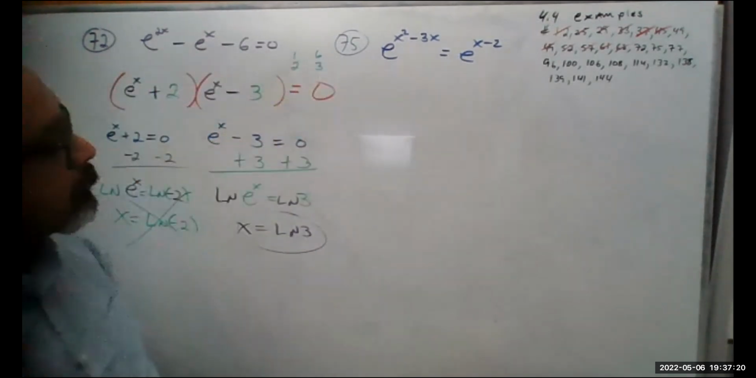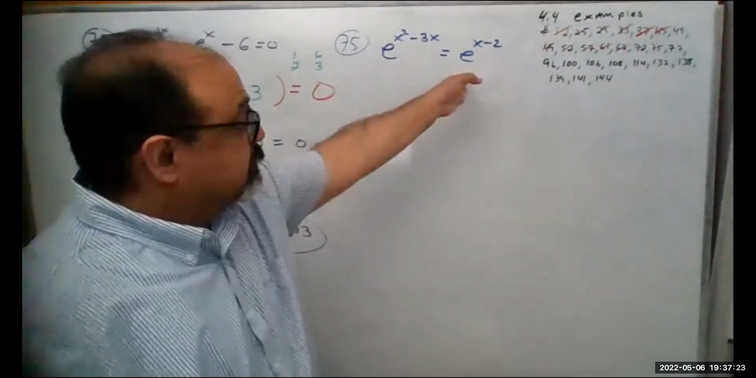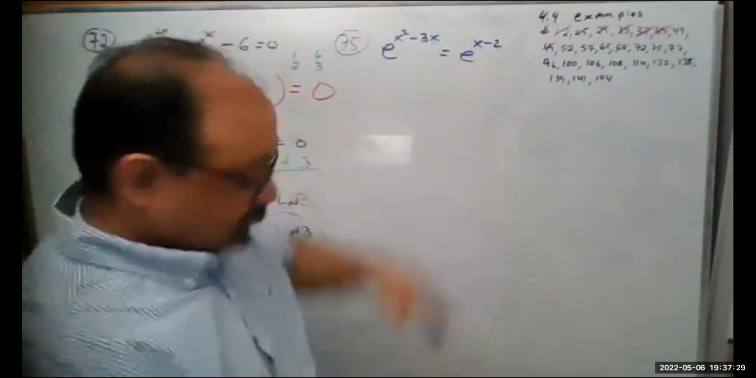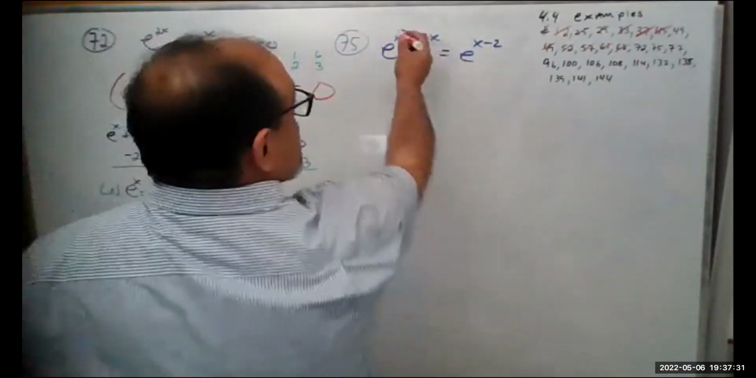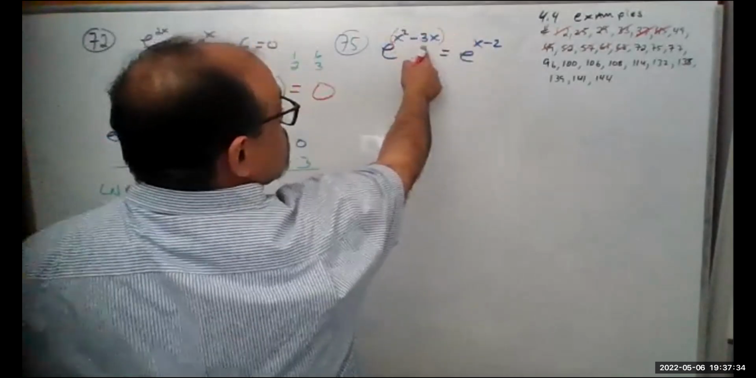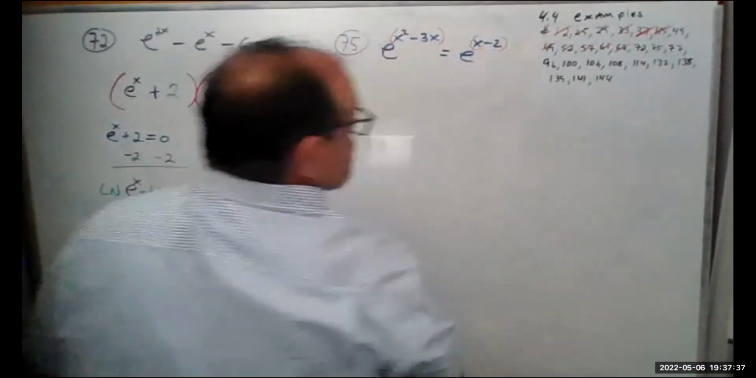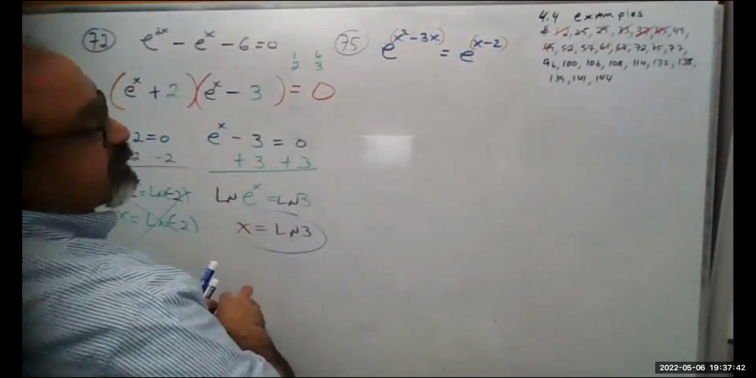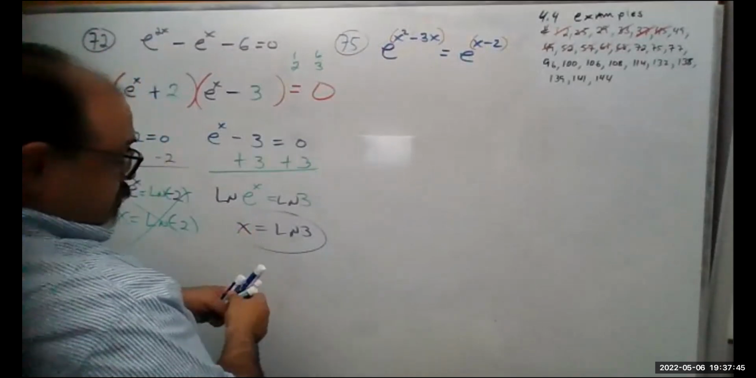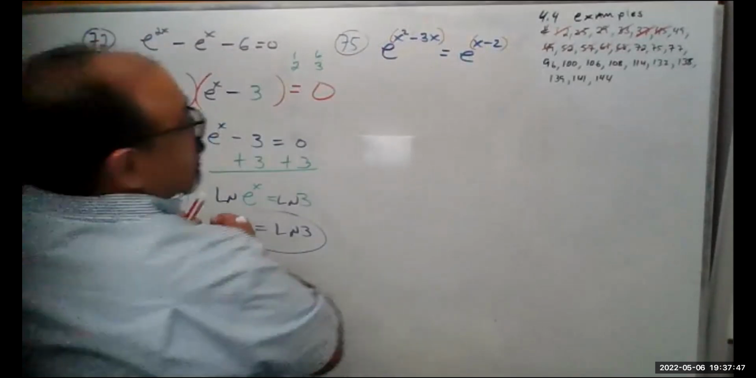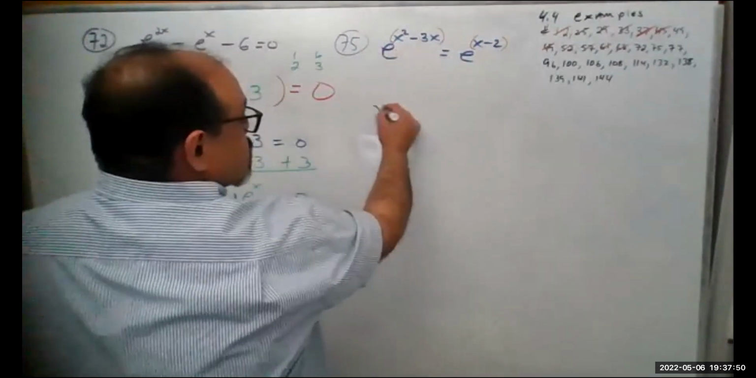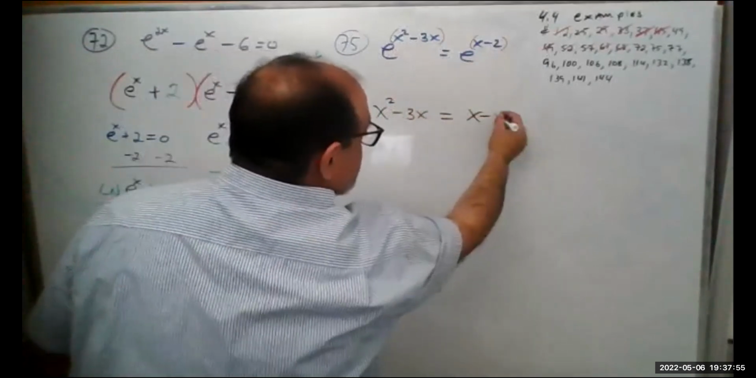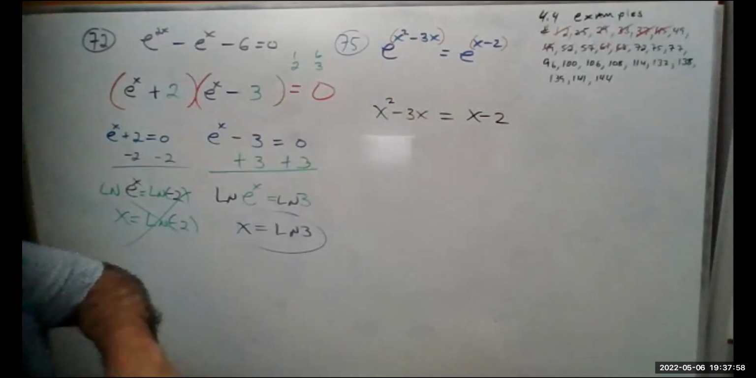Versus this one, where you have the same base. That's an e to a power, and that's an e to a power. It's e to the whole thing, x squared minus 3x, and this is e to the x minus 2. Okay? So since the base is e on both sides, the exponents equal each other. This exponent, x squared minus 3x, has to equal that exponent, x minus 2. Because the bases are equal, the powers are equal too.